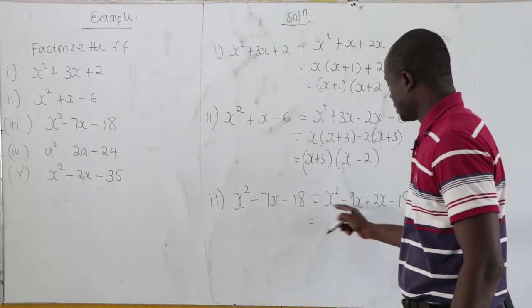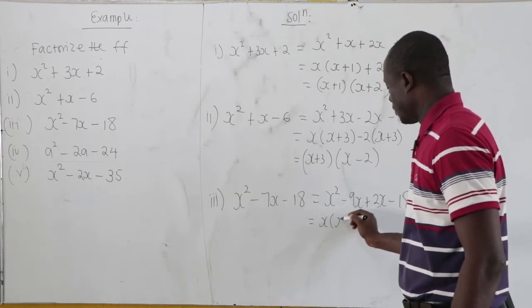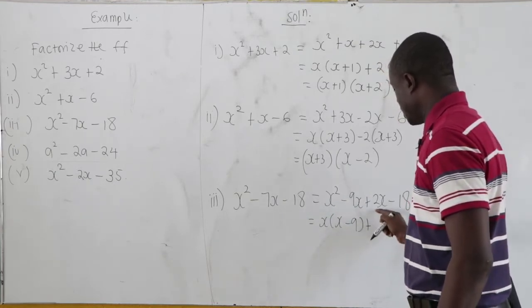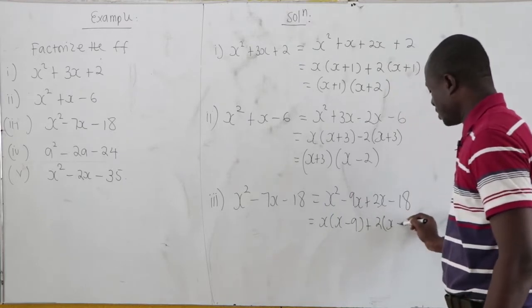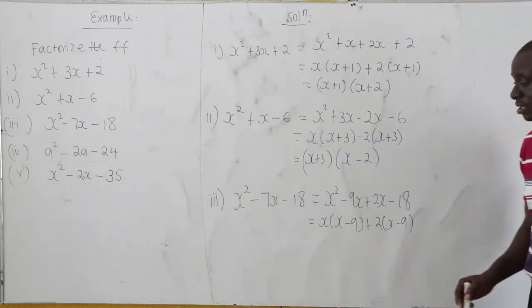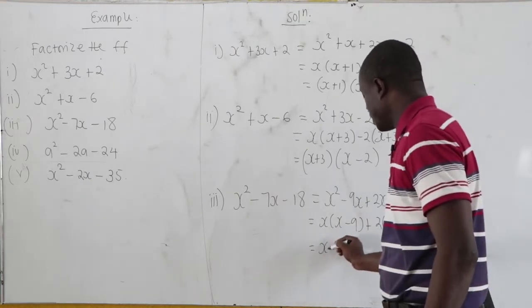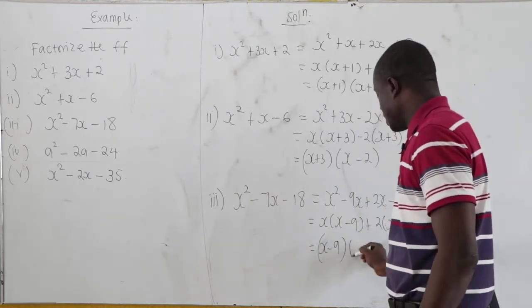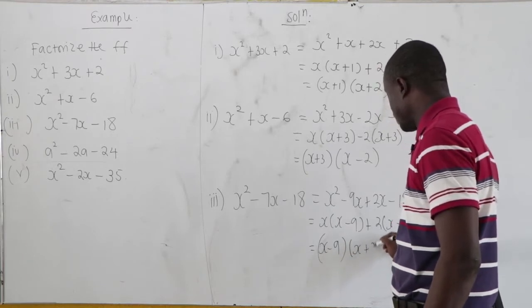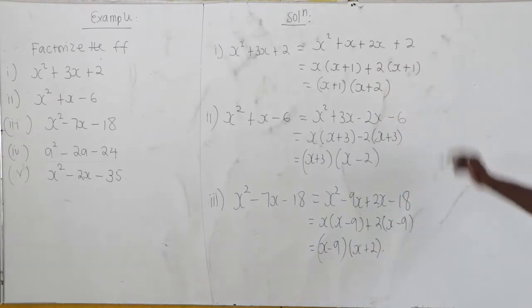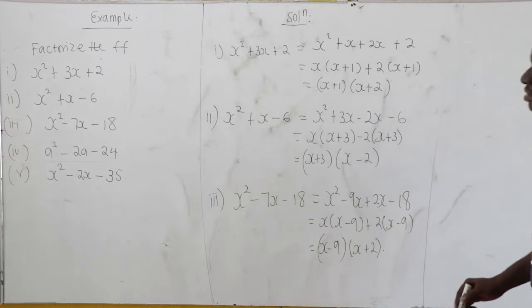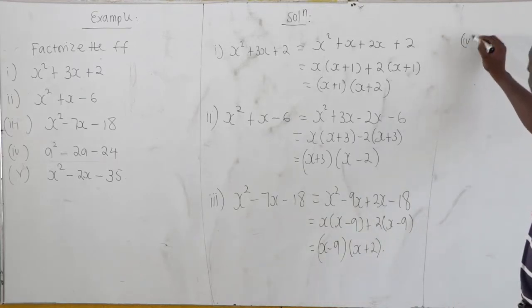So with this, x is common, x out, we have x minus 9. And here 2 is common, so we have x minus 9. So easy. You have x minus 9 out. And what do you have here? x plus 2. Now, let's see the fourth one.